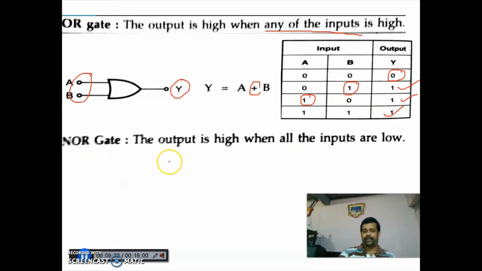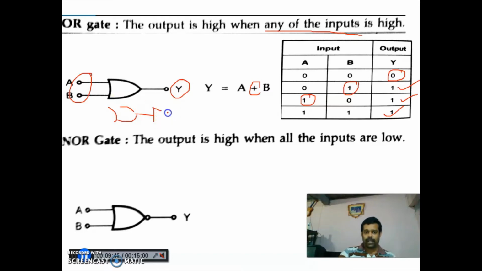Next, the NOR gate. This is the symbol of the NOR gate. The NOR gate is nothing but if you connect one NOT gate to the output of the OR gate, you will be getting the NOR gate. And the expression of the NOR gate is that you have to complement the output of the OR gate, that is, A plus B the whole bar.